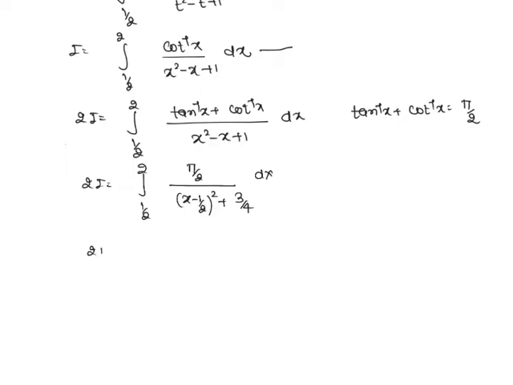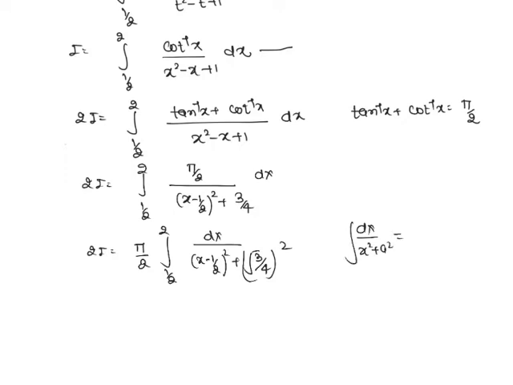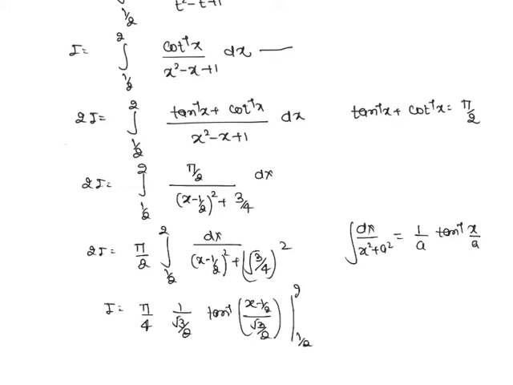So this we can write 2I equals pi by 2 we can take outside, integral from 1/2 to 2 of dx upon (x minus 1/2) whole square plus (root 3 by 2) whole square. We can say the integration of dx upon x square plus a square is nothing but 1 upon a tan inverse x by a. So from here we can say I equals pi by 4, 1 upon a is 2 by root 3, tan inverse of (x minus 1/2) divided by (root 3 by 2), with limits 1/2 to 2.